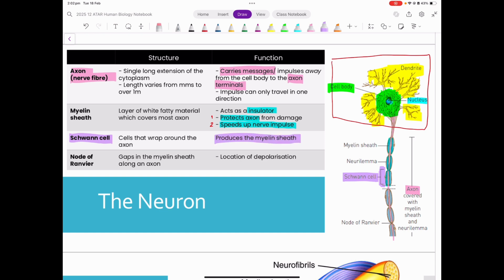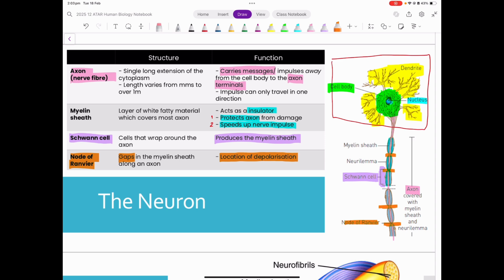The final portion of this diagram that we have yet to label is the nodes of Ranvier. These are simply gaps in between the myelin sheath, in between these Schwann cells. Something we're going to introduce now, which will make sense when we come back to it later when we talk about action potentials and transmission along a nerve fibre, is that nodes of Ranvier are the location of depolarization. So the nodes of Ranvier, if I make my highlighter quite small here, are these portions in between each of the Schwann cells.